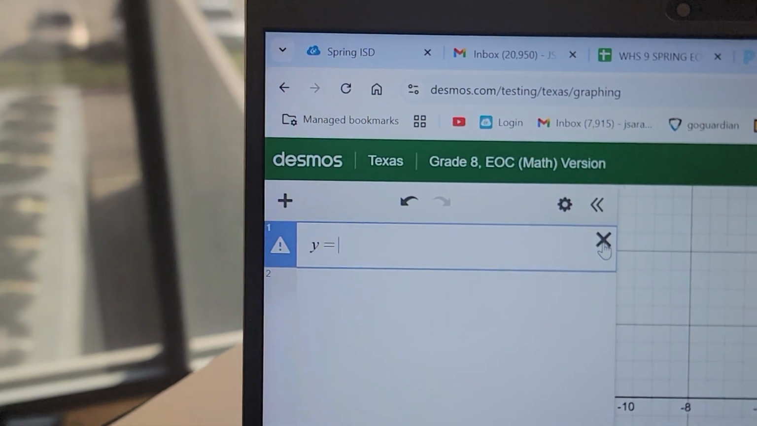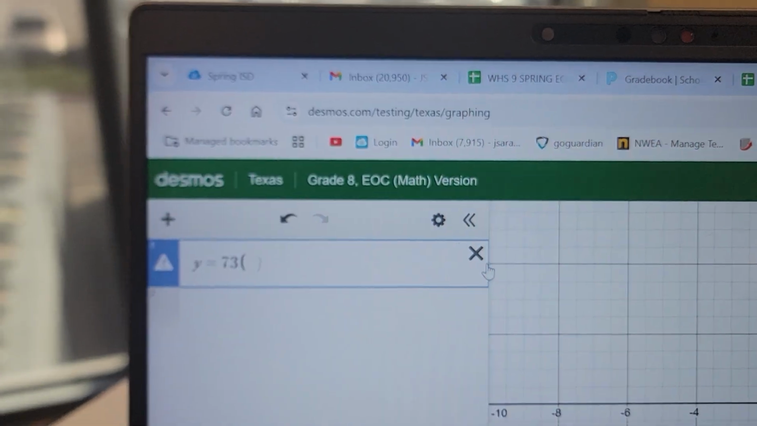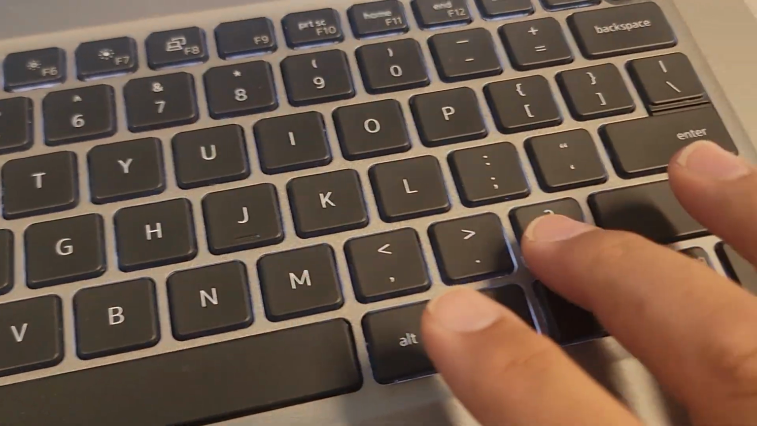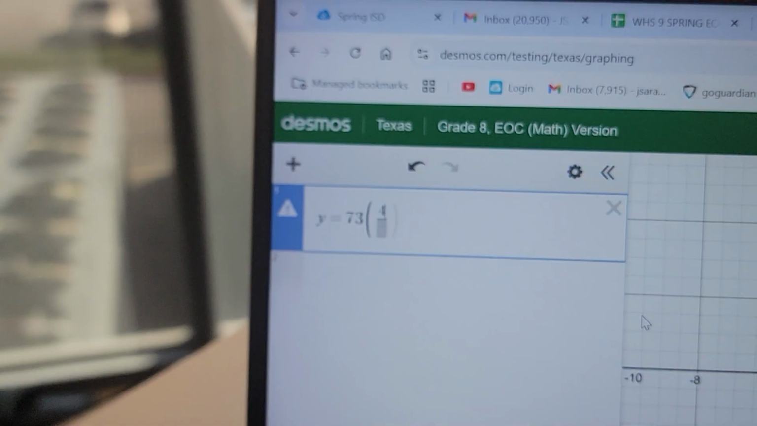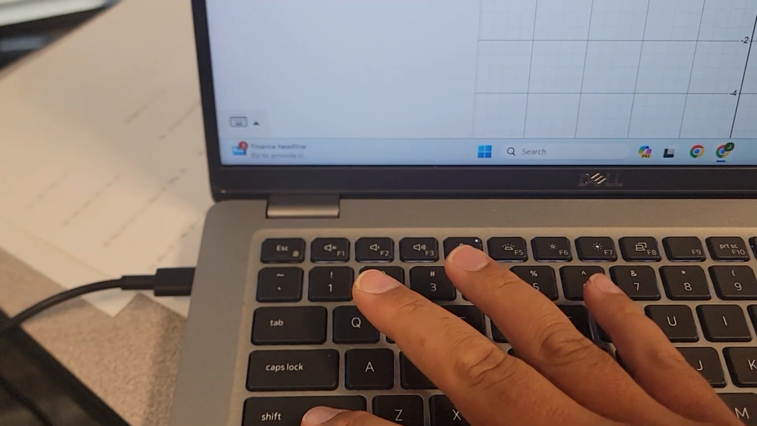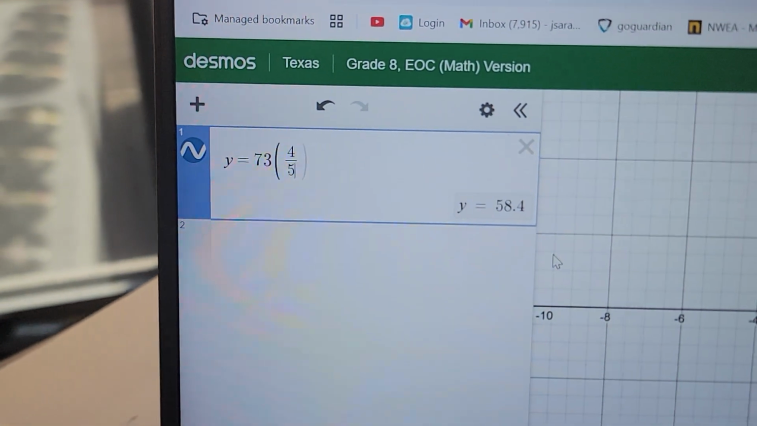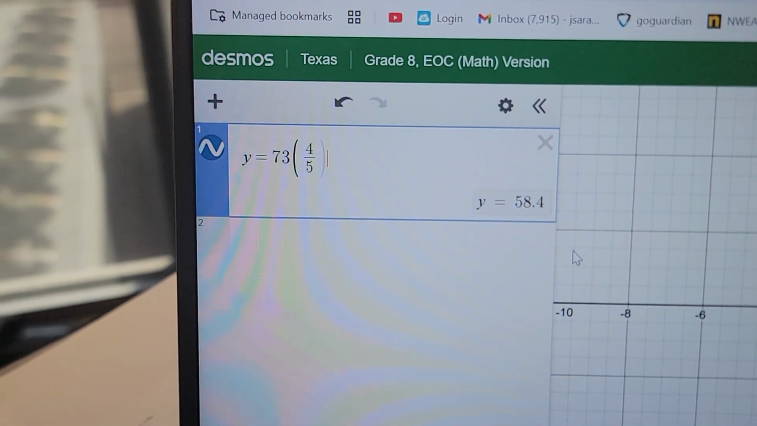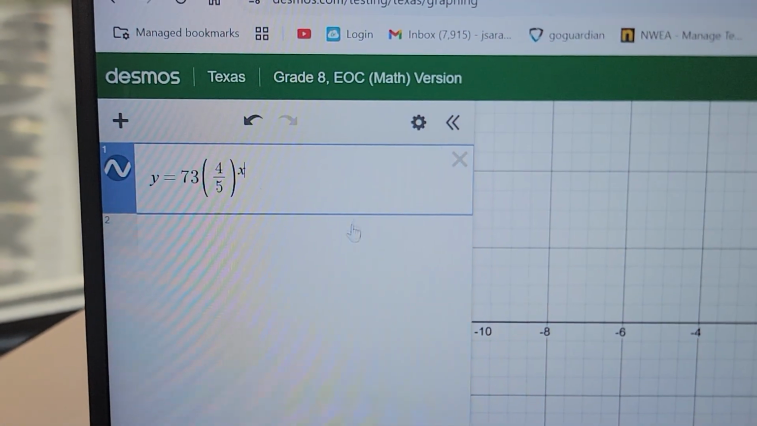And then 73, parentheses, get your fraction. Little fraction button right here. Then we have 4 divided by 5. Close the parentheses, Shift 6. So you can put, no. Gotta close my parentheses like that, and then Shift 6 to put my x.